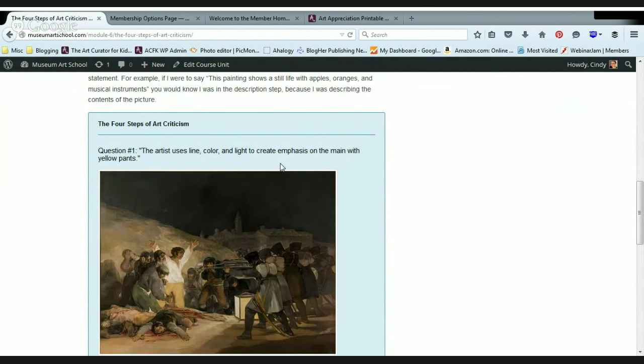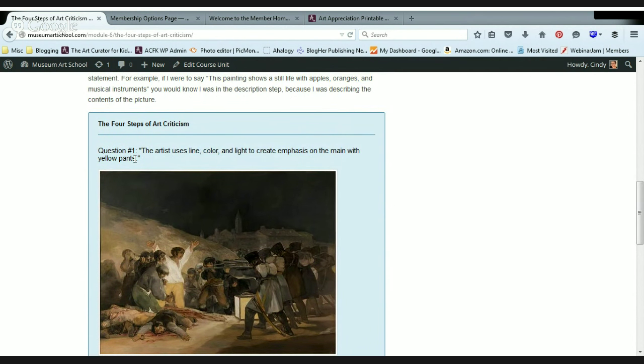I'm going to just pause for a minute. Let me know if you can see this artwork on the screen with the Goya, with the guy with the white shirt and the yellow pants. Okay. Oh, thank you. This lag is great. Okay.